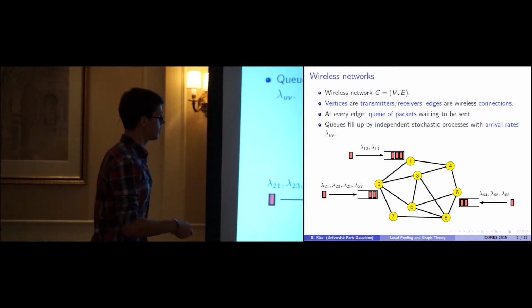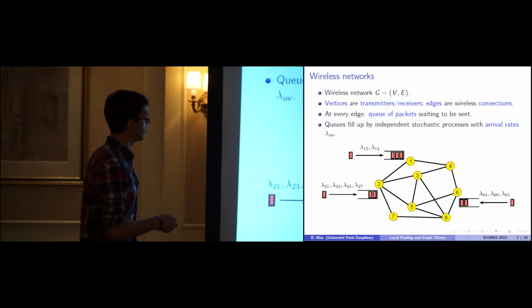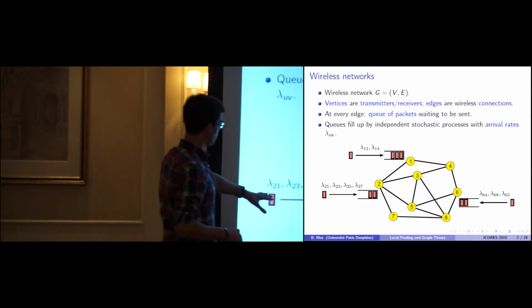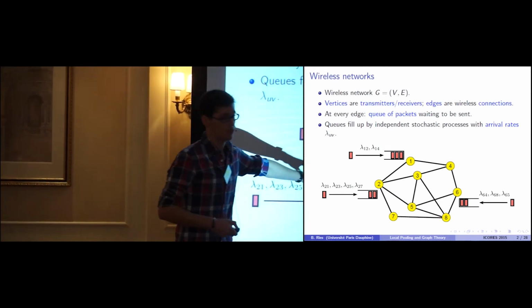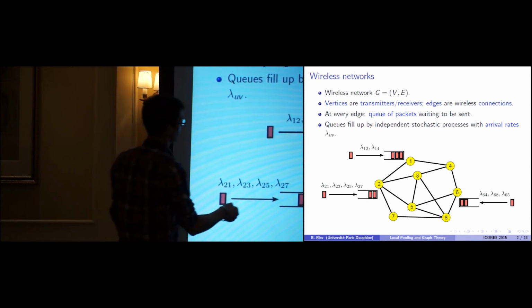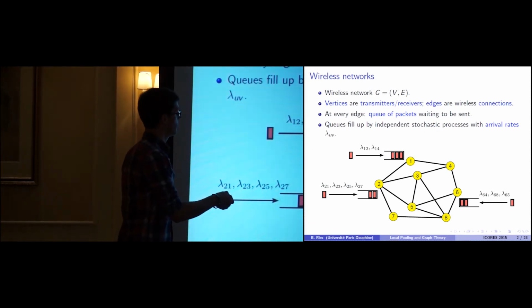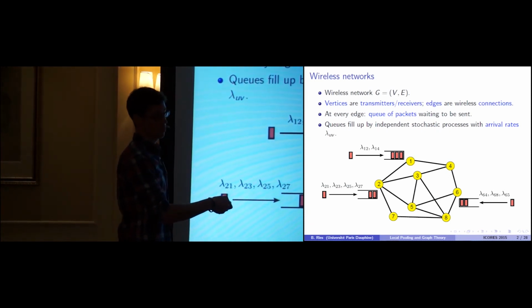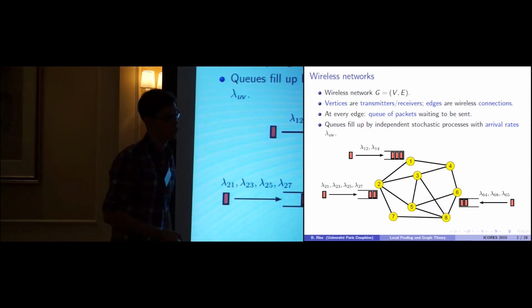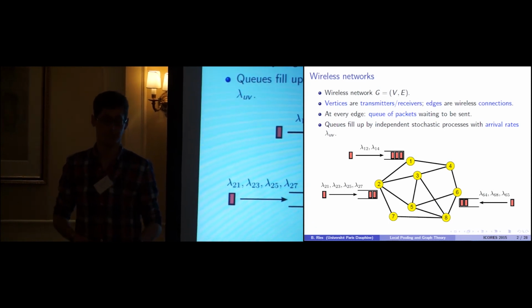So I just put the drawing here. Here you have a wireless network, so just an undirected graph. You have the users, you have the wireless connections. And here I associated the queues with the vertices and not with the edges, but it doesn't matter, it's exactly the same. So for instance, for this vertex, you have packets that wait to be sent to the neighbor 4, and you have packets that wait to be sent to neighbor 2, and they arrive with a certain arrival rate.